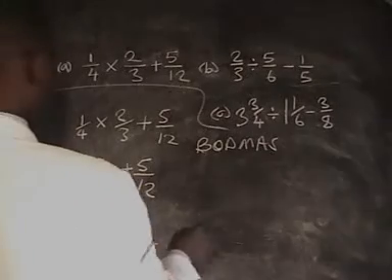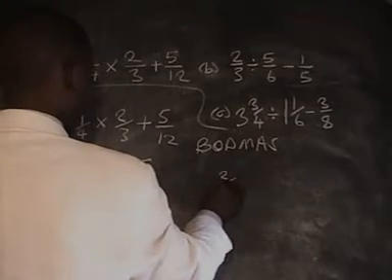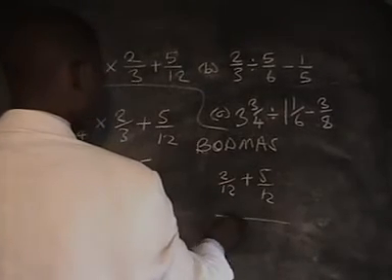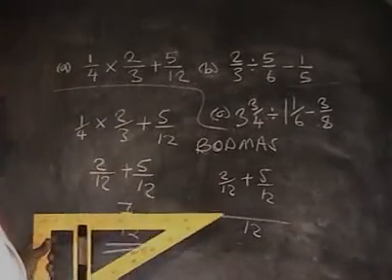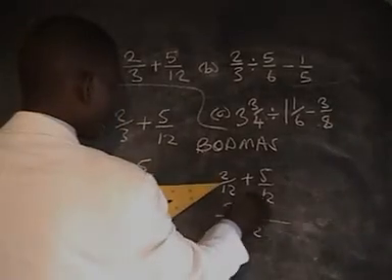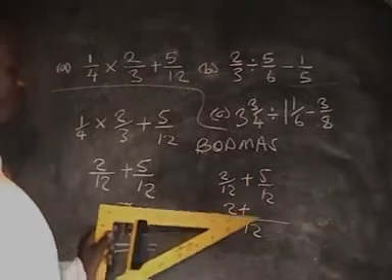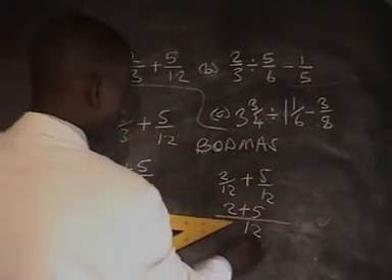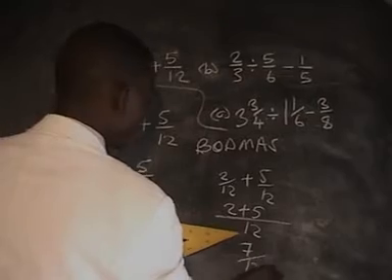Others may think of adding this as 2/12 plus 5/12 by taking that 12 to be the lowest common multiple. 12 into 12, it's 1. 1 multiplied by 2, it's 2. Plus 12 into 12, it's 1. 1 multiplied by 5, it's 5. As you can see, 2 plus 5, you get 7. And this is over 12.